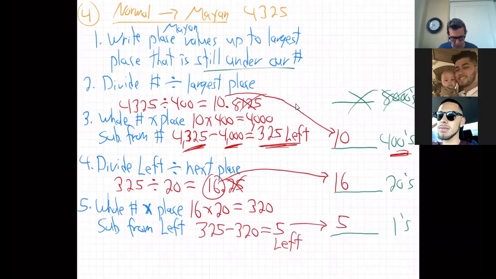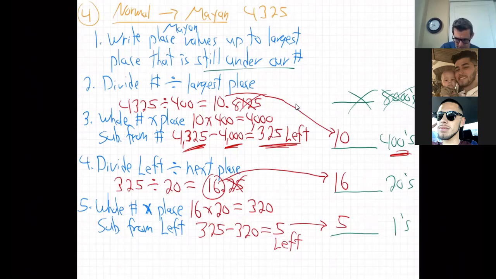And there we go. So do you see how that represents the whole 4,325? That's the entire number, because it's 10 400s, which is 4,000, 16 20s, which it says right here, is 320. So that's 4,320, and then 5 ones, 4,325. That's exactly the 4,325 in the Mayan system.